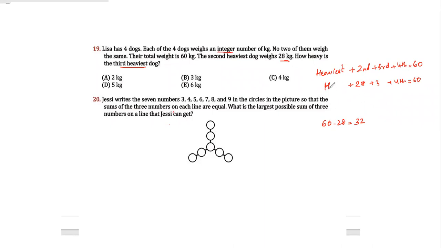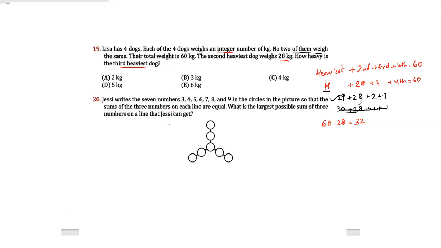Now, what they're saying is if this is the heaviest dog, it has to be more than 28. So suppose I put this as 29 and 28, right? So I will get this to be 2 and I'll get this to be 1. I can't take this to be 30. Like if I take this to be 30 and I do this as 28, this becomes 58. So the third heaviest and the fourth heaviest have to be 1 and 1. But then they're saying no two of them weigh the same.